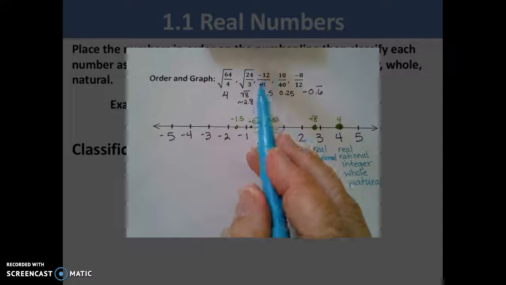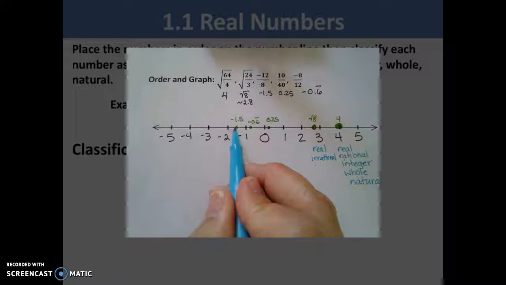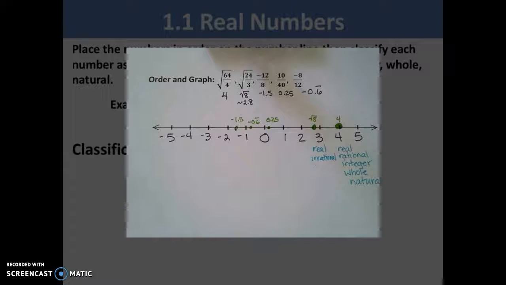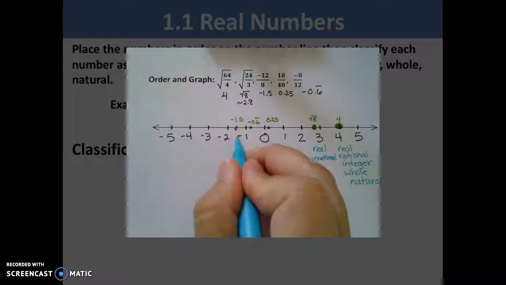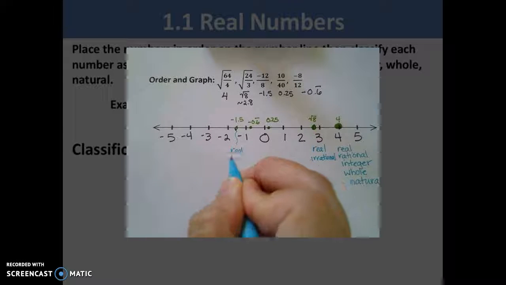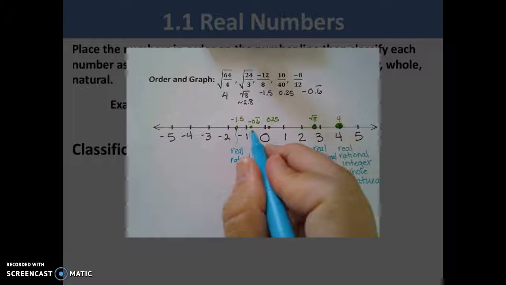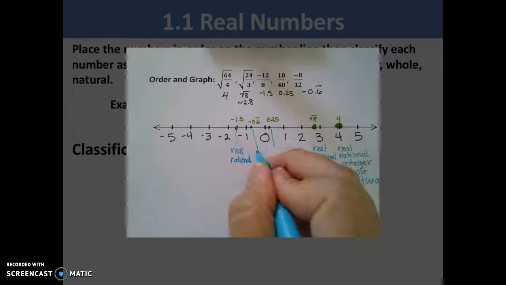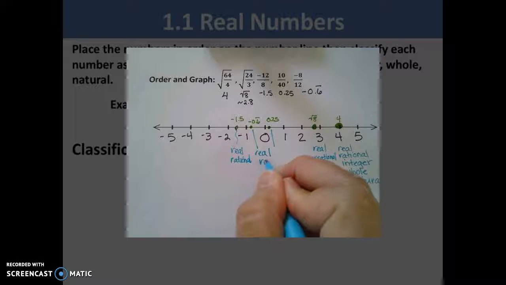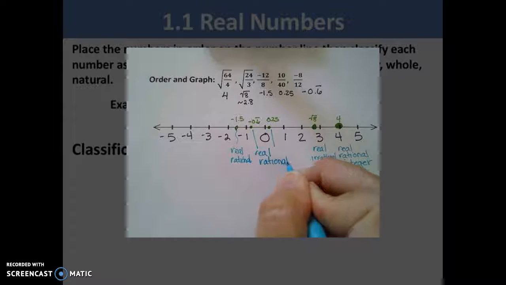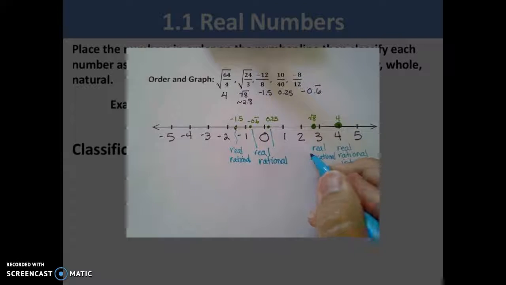Our next number, -12/8, was over here at -1.5. So that is a fraction, which means it's a real number, and it is rational. But it's not an integer because it's a fraction. Same with all the last remaining ones. They're real numbers, and they are rational, but they are not integers. They are decimals and fractions. And that is the end for today.